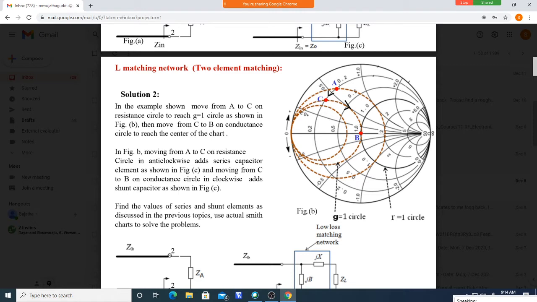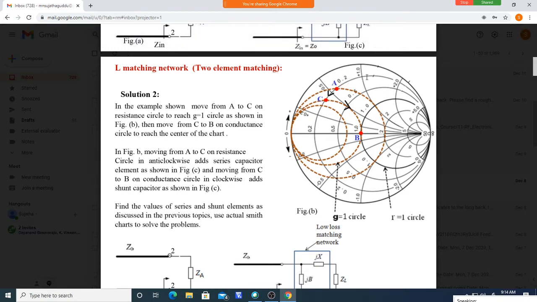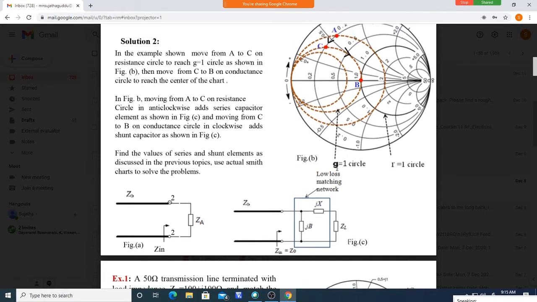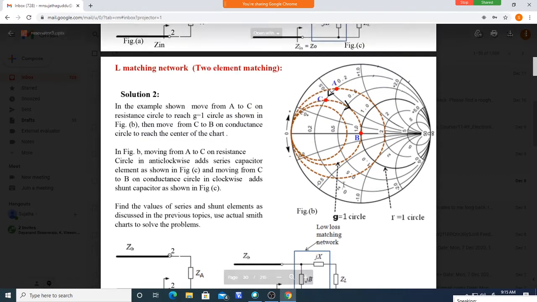But if you move like this, can we get a solution? From here, A, if you move like this, you do not get a solution because you will never reach the G equal to 1 circle or the R equal to 1 circle. It ends here. It never cuts the G equal to 1 circle or R equal to 1 circle. So we are not moving like this. This is what we have to do on the Smith chart to get a 50 ohm input impedance. We want 50 ohm, that's why we moved from here to here, then to here.